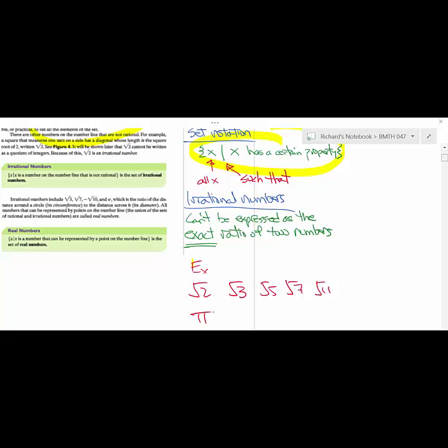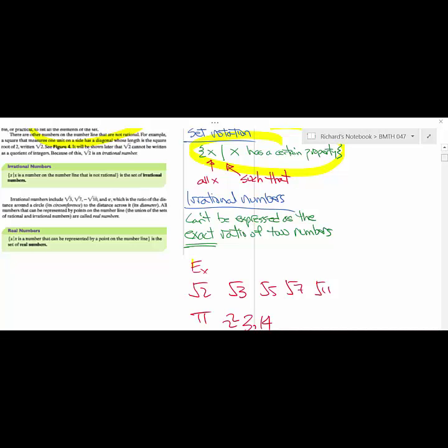This pi symbol is the ratio of the circumference of any circle divided by its diameter. If you take any circle, measure the distance around the circle, and divide it by its diameter, you get a number. The number is approximate, and these two squiggly lines mean approximately 3.14.